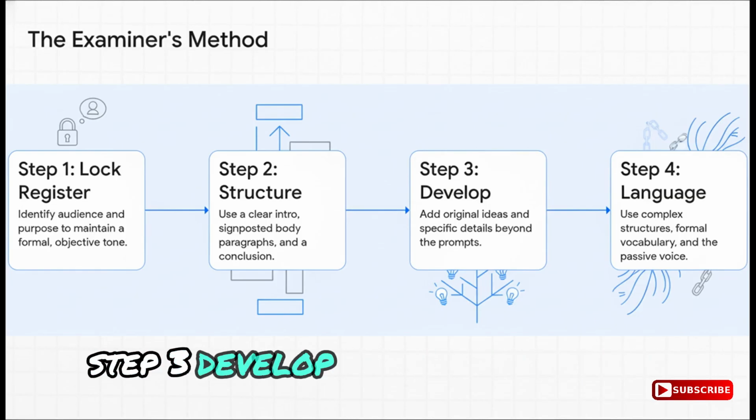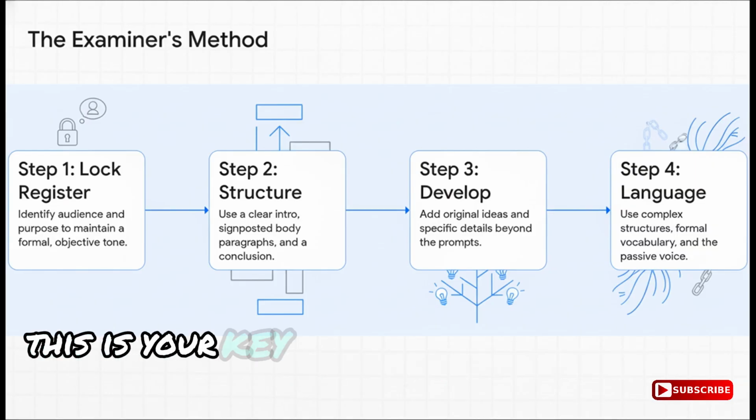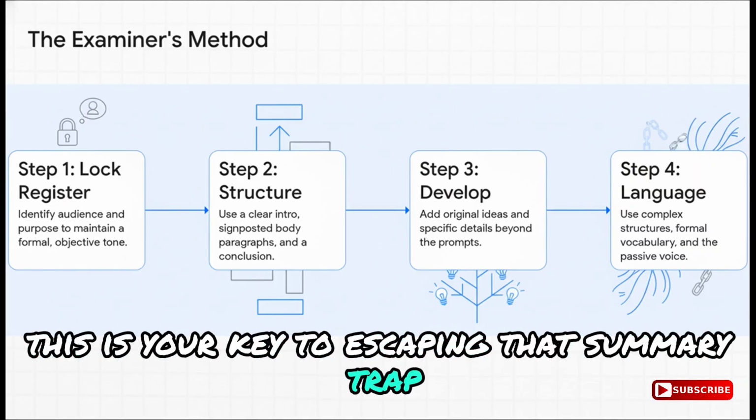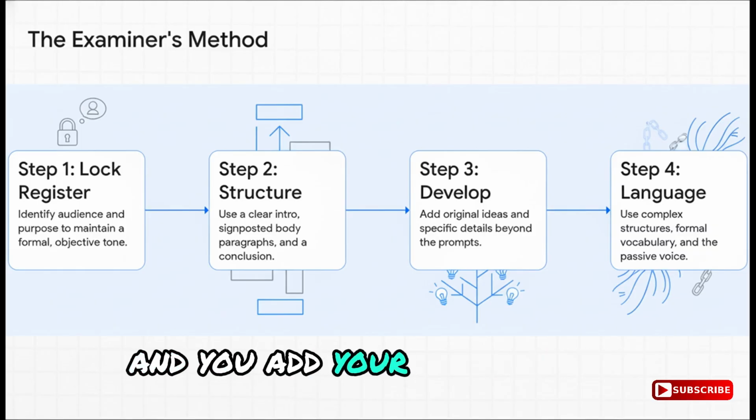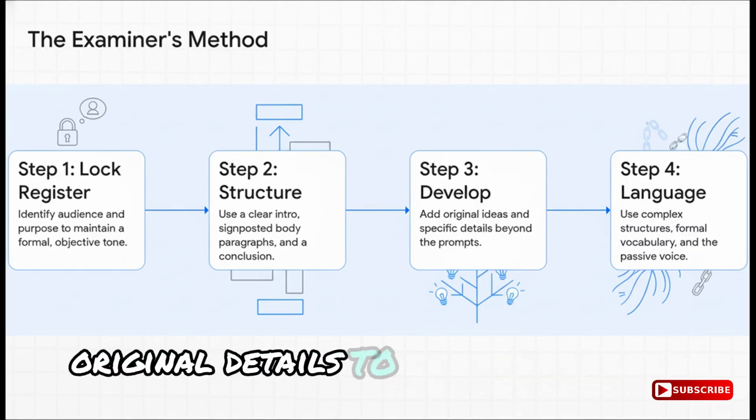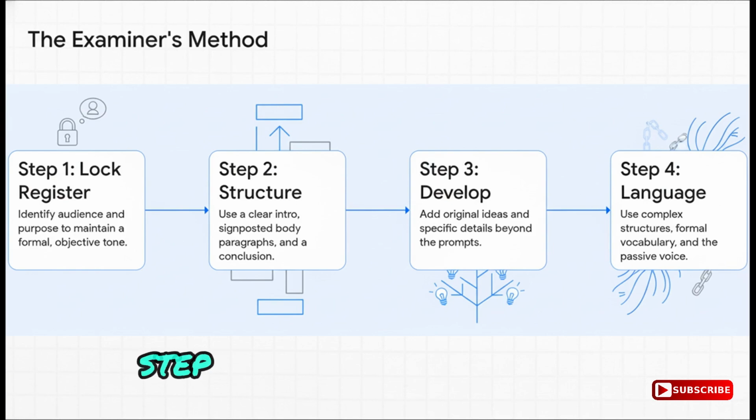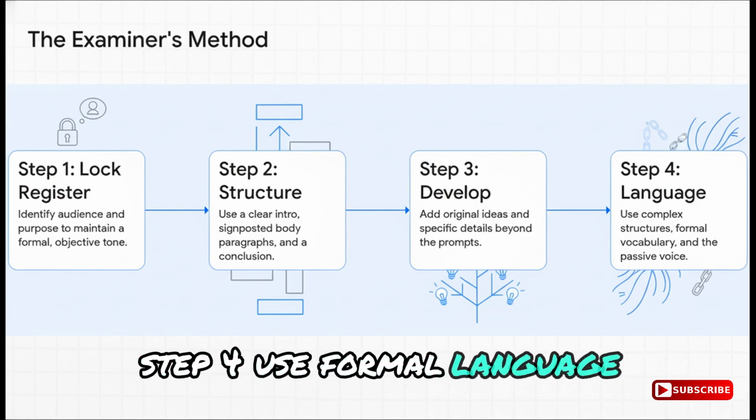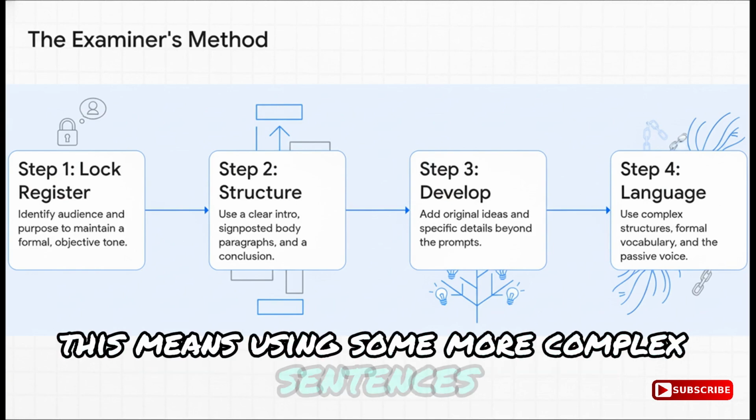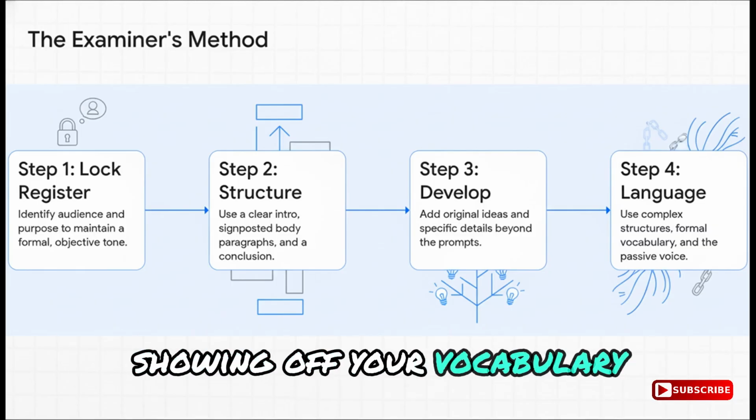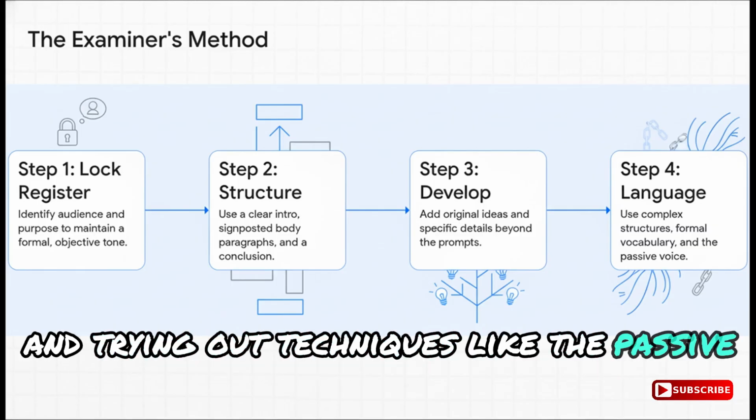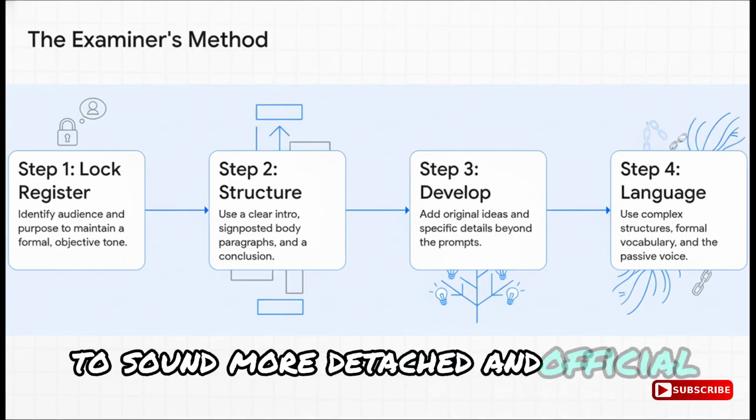Step 3, develop beyond the prompts. This is your key to escaping that summary trap. You take the ideas they give you and you add your own specific, original details to them. And finally, step 4, use formal language. This means using some more complex sentences, showing off your vocabulary, and trying out techniques like the passive voice to sound more detached and official.